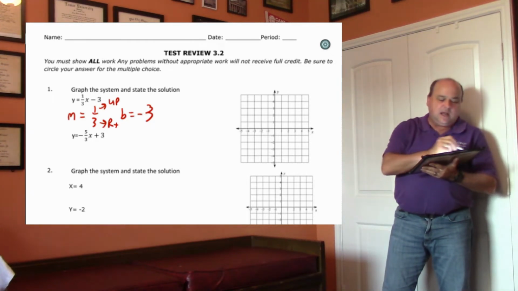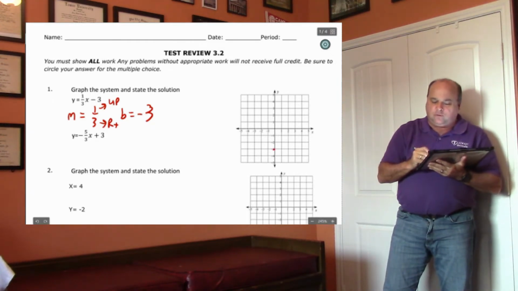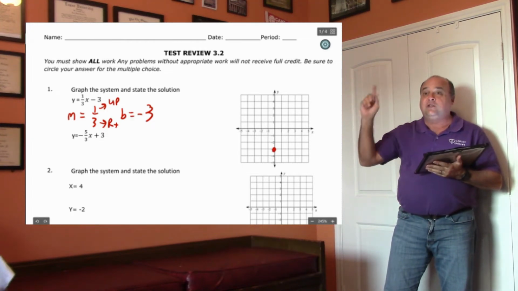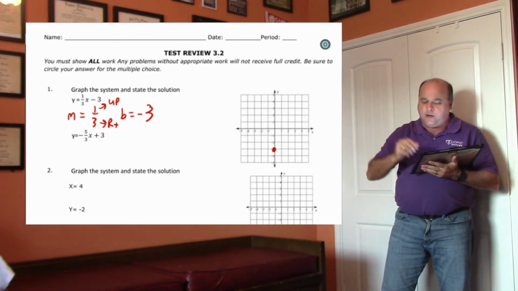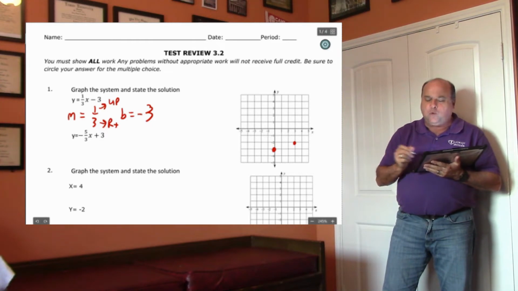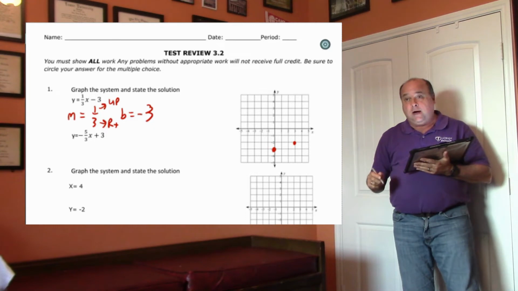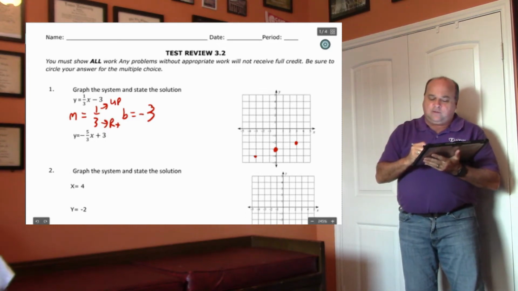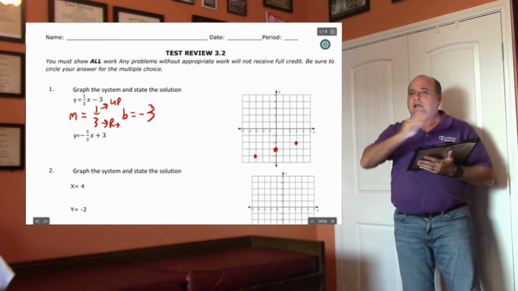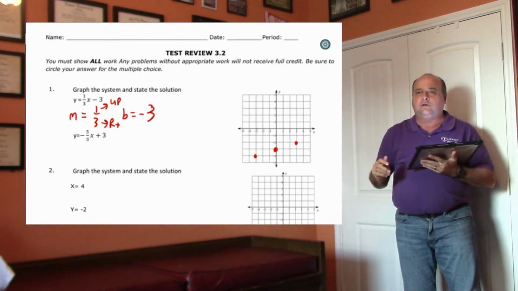So let's graph this line. We're going to start at negative 3. And then our slope tells us from that dot, we're going to go up 1, right 3. So I'm going to go up 1, right 3. I cannot go up 1, right 3 again, or I'll be off the graph. So I'm going to go down 1, left 3. That gives me 3 dots. Get those dots all the way across the graph.